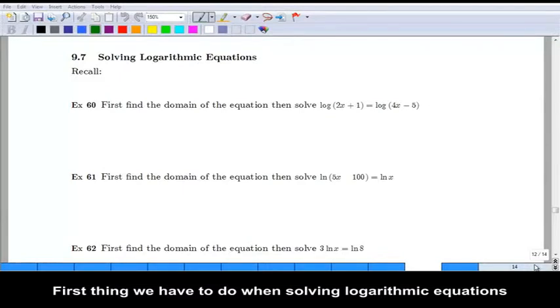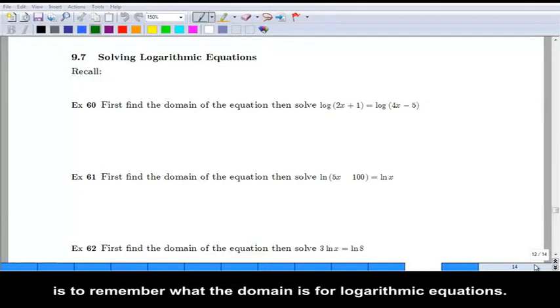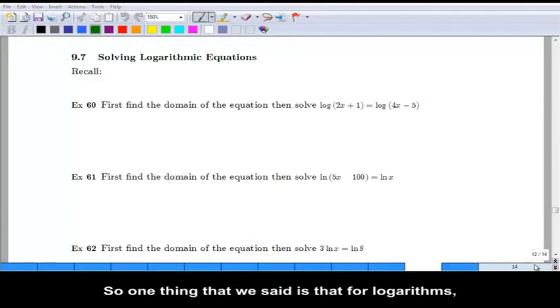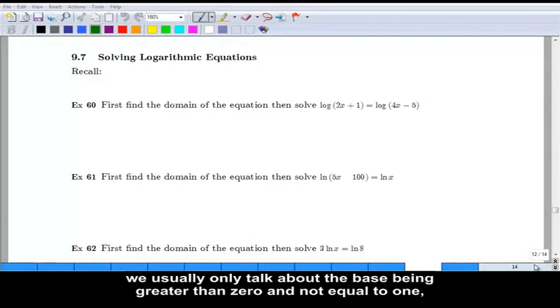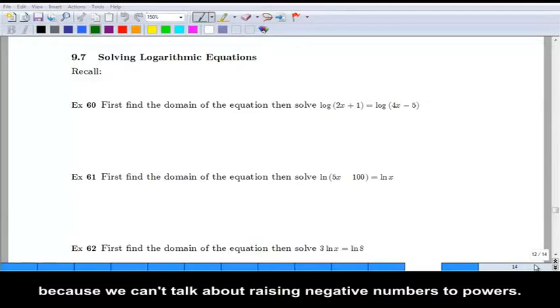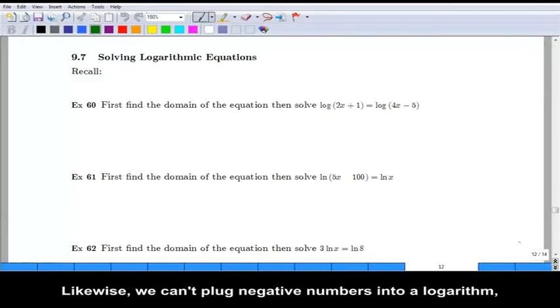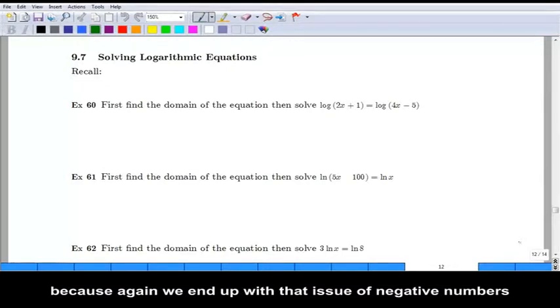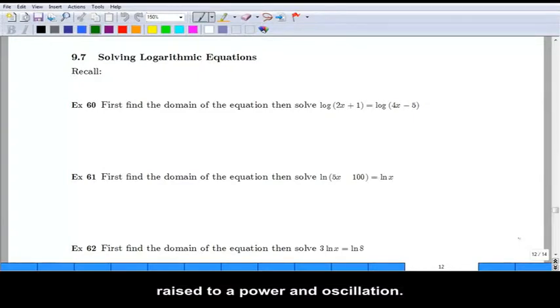First thing we have to do when solving logarithmic equations is to remember what the domain is for logarithmic equations. So one thing that we've said is that for logarithms, we usually only talk about the base being greater than 0 and not equal to 1, because we can't talk about raising negative numbers to powers. Likewise, we can't plug negative numbers into a logarithm because, again, we end up with that issue of negative numbers raised to a power and oscillation.